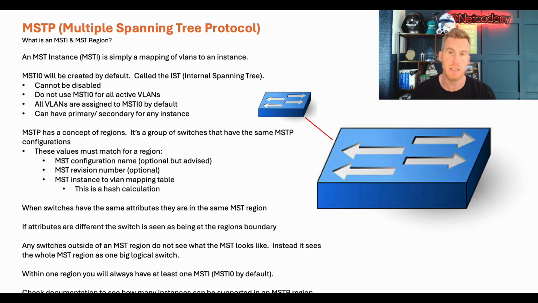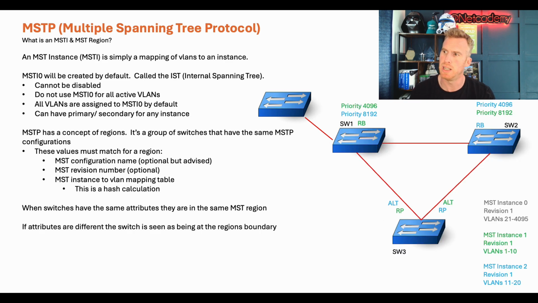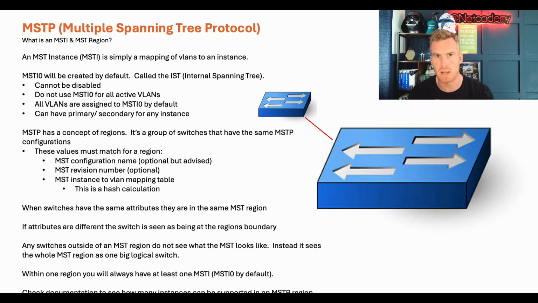All the non-active VLANs will be automatically aligned, mapped to that. What do I mean by non-active VLANs? Well, if I go back, you can actually see VLANs 1 to 10 are aligned to instance 1, and VLANs 11 to 20 are aligned to instance 2. But what about the other VLANs from VLAN ID 21 plus? They will automatically go to MSTI 0 because they're non-active. They've not been actively aligned, mapped, configured to a specific instance.